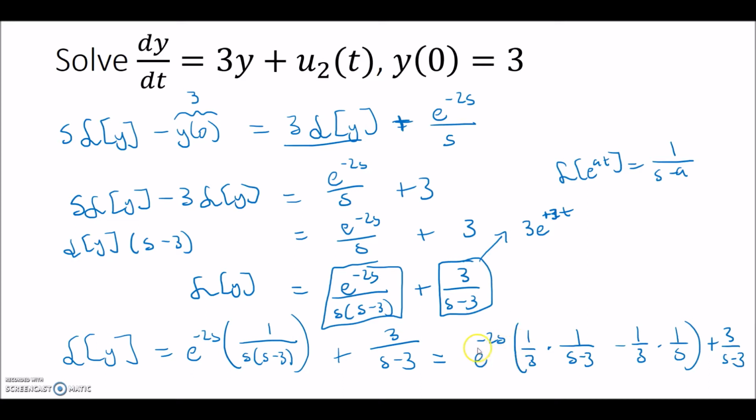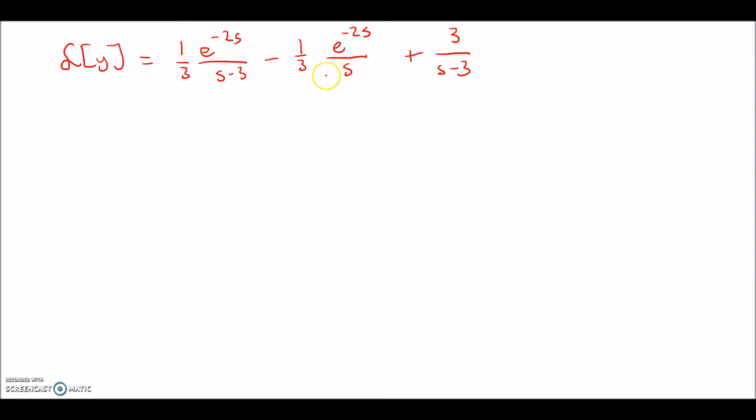Because now I can't inverse Laplace past this since it's a function of s, and the inverse Laplace operates on functions of s. So in my next slide, here's what I have, and I can already invert. I'm going to call these 1, 2, and 3. When I invert both sides, I know the inverse of number 2. That's going to be minus 1/3 e to the negative 2s over s inverts back to u sub 2 of t, and 3 over s minus 3 inverts to 3e to the 3t.